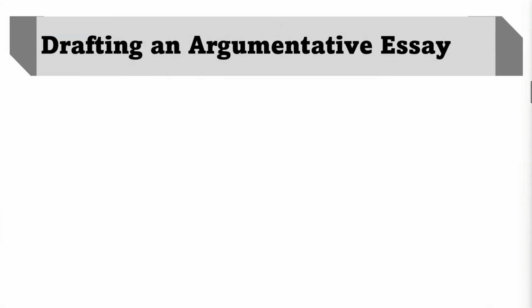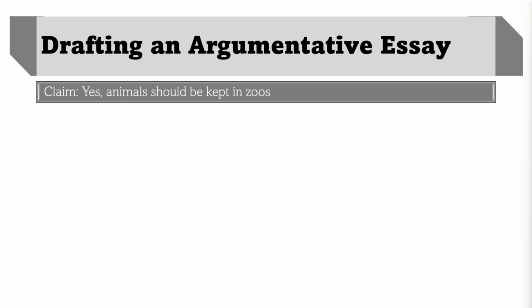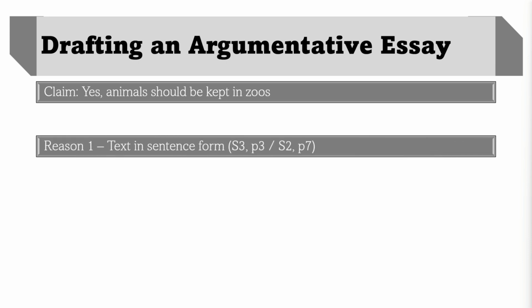Okay, at this point, I have a claim. Yes, animals should be kept in zoos. I also have my reason 1, which will be described here in sentence form. And you can also see the location of the reason and the evidence supporting that reason. I want to clarify that S stands for source and P stands for paragraph. Those are the letters I will use just for planning purposes. For the sake of this tutorial, they will not be referring to real sources and or paragraphs.